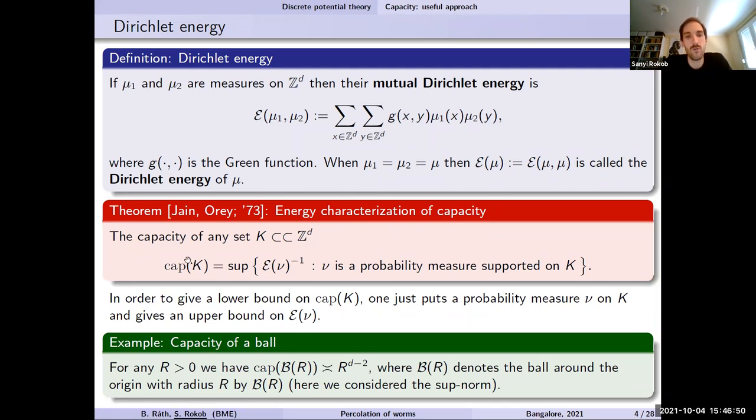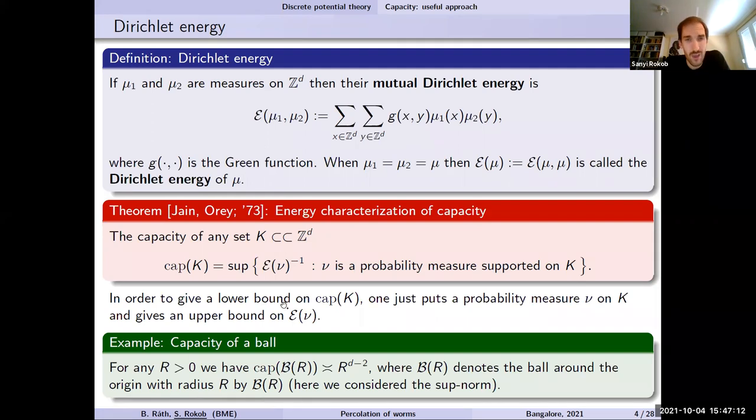And what we really want to use, as I mentioned before, is that the Green function can be approximated using only the distance between the given vertices. And this energy is much easier to calculate than the probability of escape.